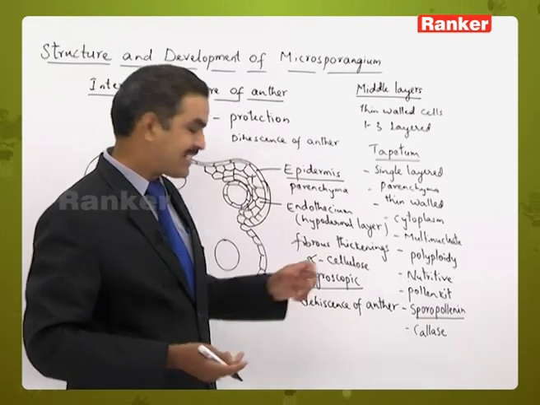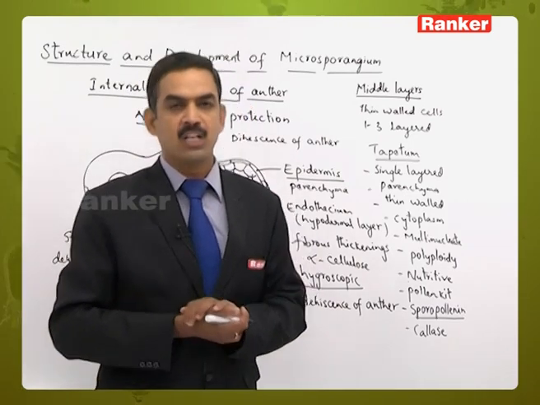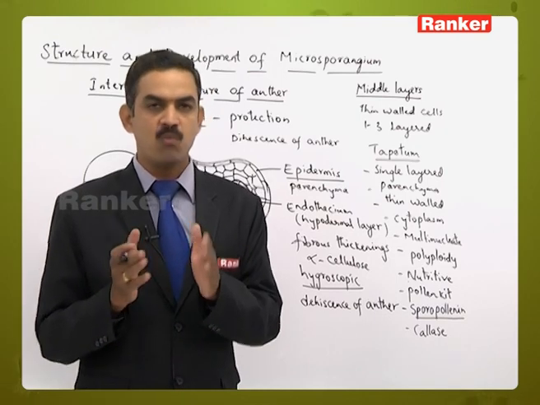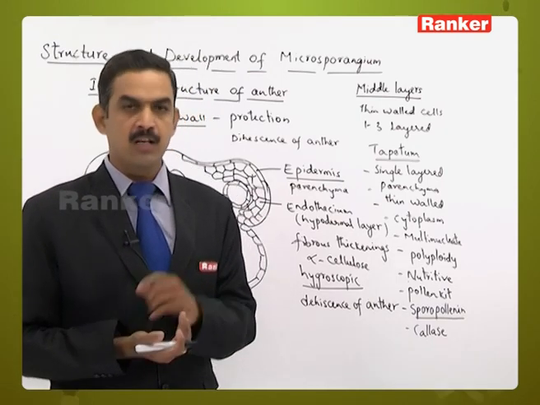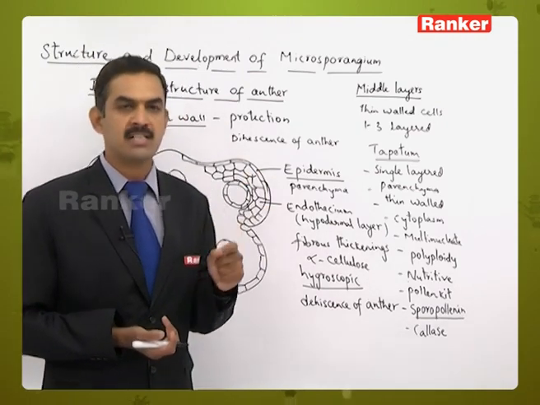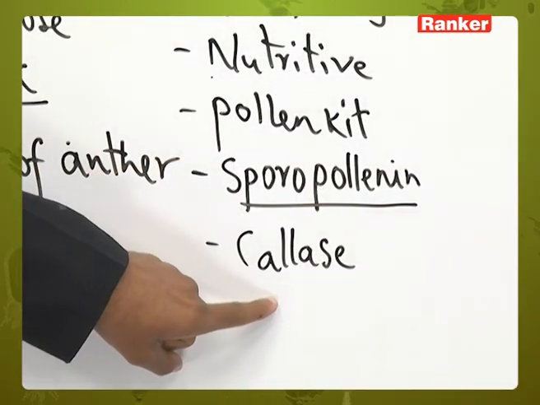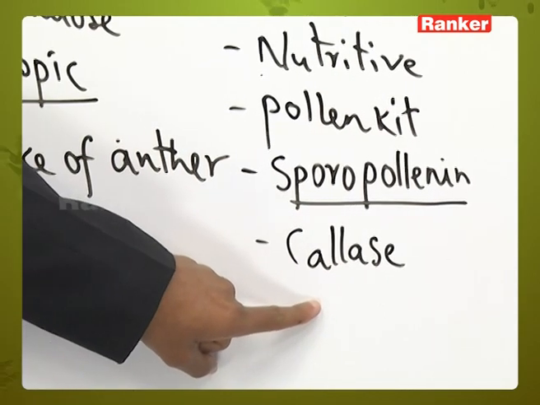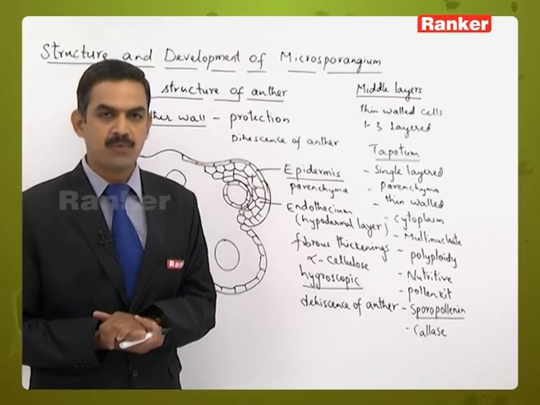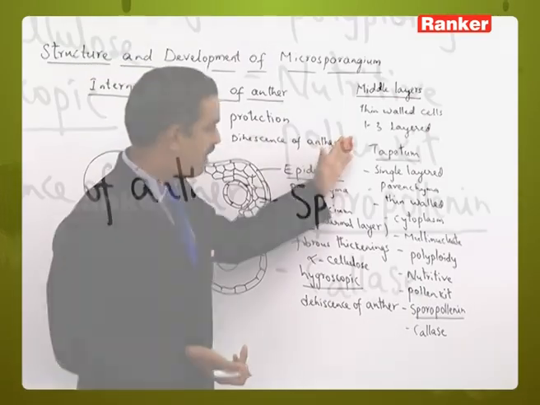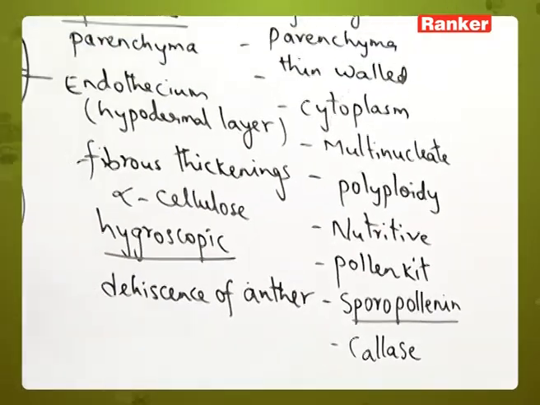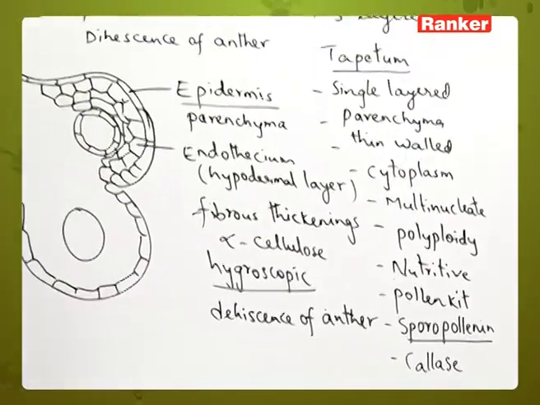The function of this callase enzyme is this: during microsporogenesis, where a microspore mother cell is converted into 4 microspores, a callose wall forms between those 4 microspores. The enzyme helps in breaking that callose wall so that the 4 microspores are separated from each other. So these are the functions of the tapetum layer, and the most significant layer here is considered to be the tapetum.